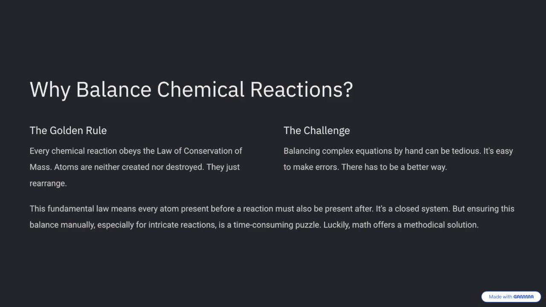Every chemical reaction follows a golden rule, the law of conservation of mass. What does that mean? It means that atoms can't just disappear or pop out of nowhere. Every atom you start with has to end up somewhere. Here's why this matters in chemical reactions. When you have products and reactants, the number of molecules and atoms on both sides must stay the same.